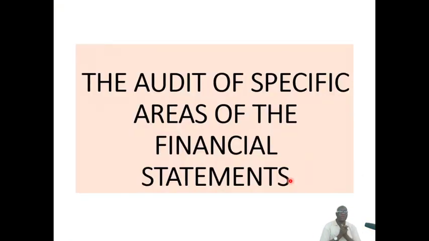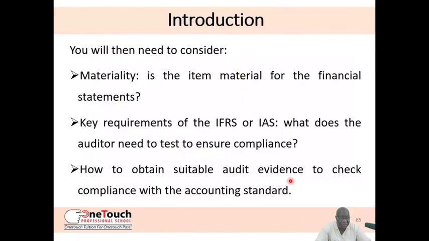So let's go to the audit of specific areas of the financial statements. Why specifics? You will then need to consider materiality. Is the item material for the financial statements? Key requirements of the International Financial Reporting Standard or International Accounting Standard: what does the auditor need to test to ensure compliance? How to obtain suitable audit evidence to check compliance with the accounting standard.